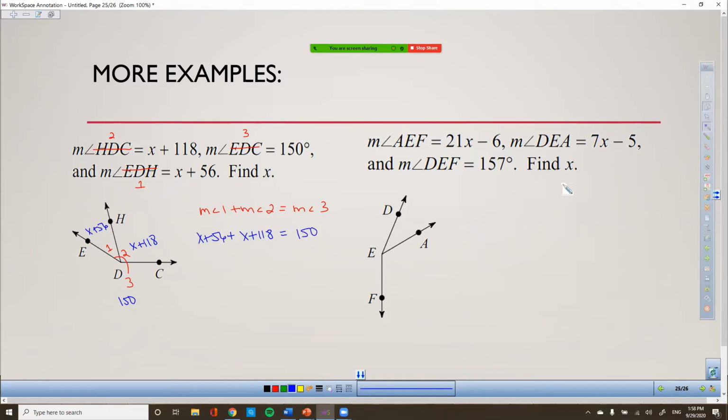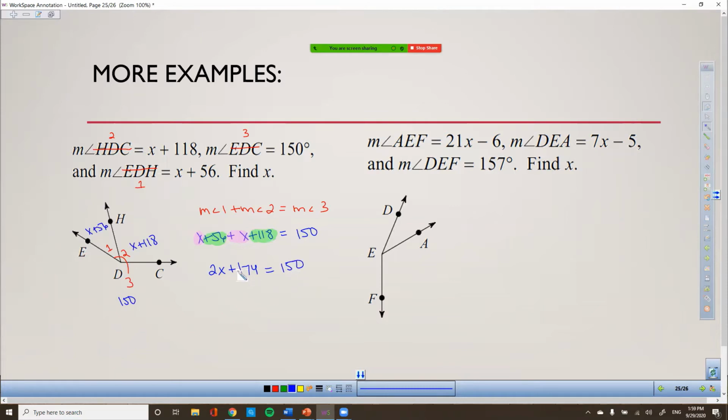Now I'm left to combine letters with letters, numbers with numbers. On my left side, I have 1x plus 1x. That means I have 2x. And then I've got my numbers with numbers. I have positive 56 plus 18. And that in total gives me a positive 74, equals 150. All right, so that's my equation so far.